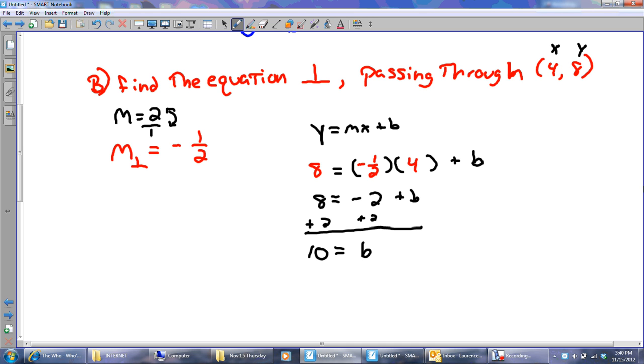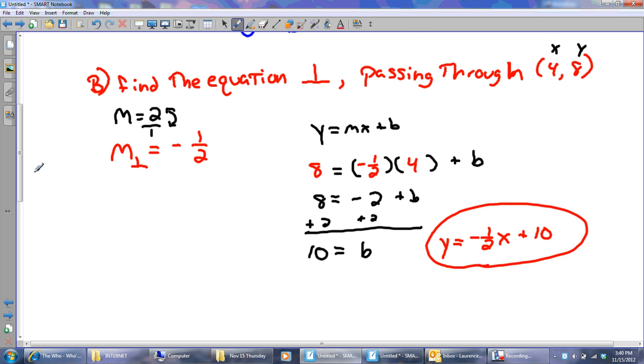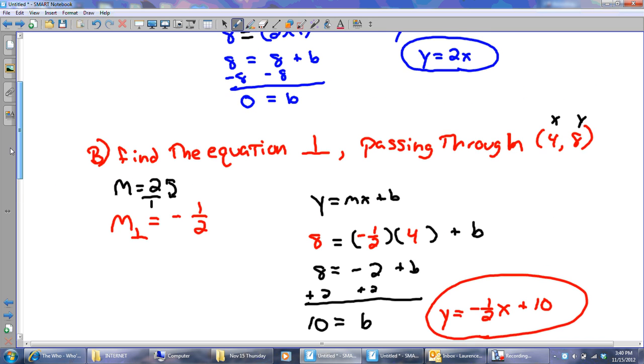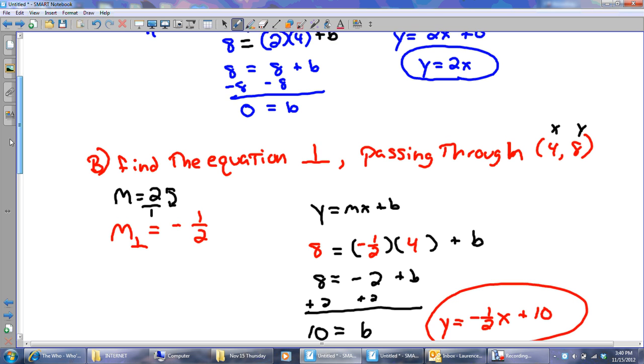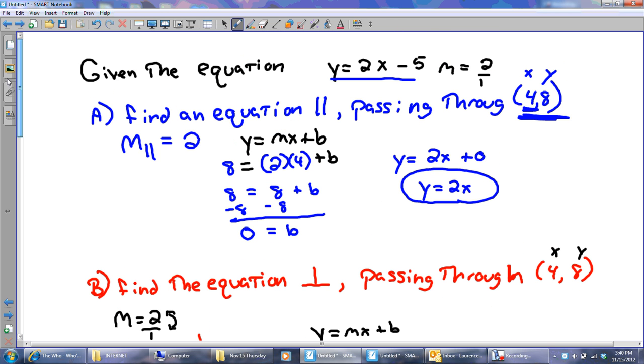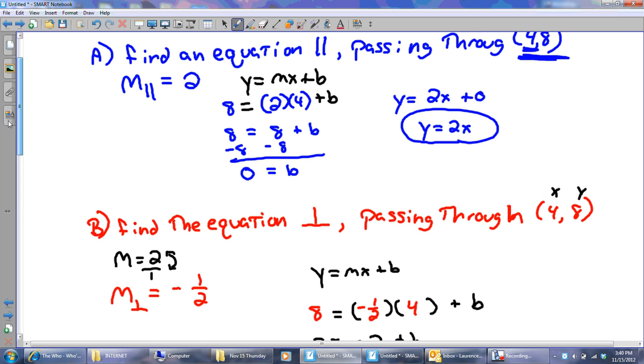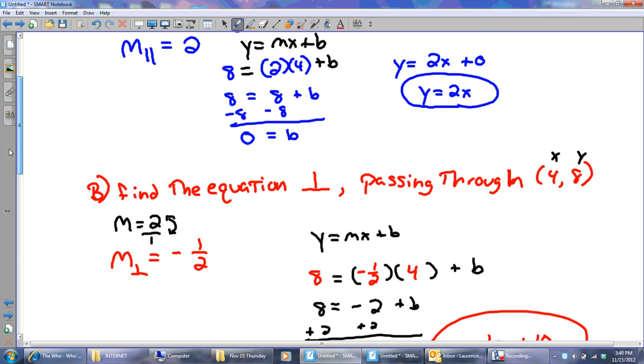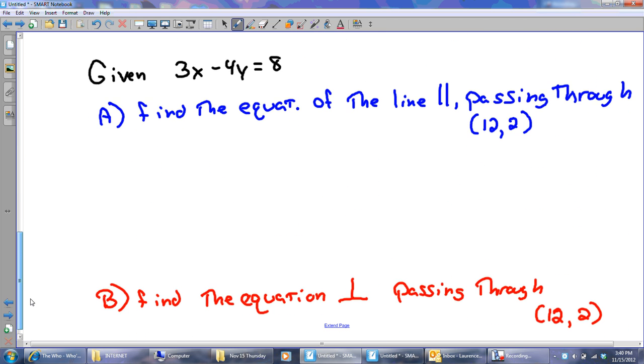So now that I know the slope and the y-intercept, my equation is y equals negative 1/2 x plus 10. And there you go. And if you took the time to graph them, you would see that the red equation is perpendicular to both the black equation and the blue equation. And the blue and black equations are parallel to each other. All right, let's do one more example, and then you get a chance to practice this in class tomorrow.